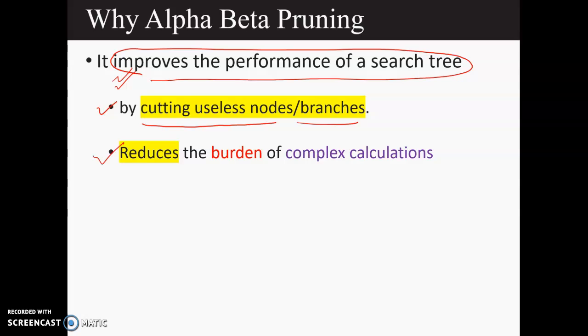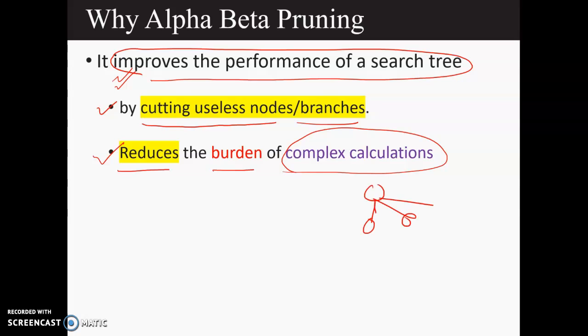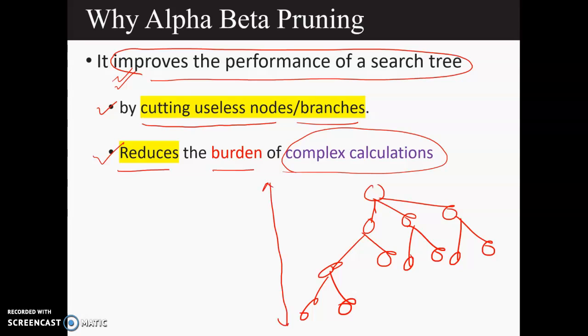Another advantage I have written here is that it reduces the burden of complex calculation. Suppose you have a tree, and it has several levels, that is, the depth of the tree is very high. Then you need to perform complex calculations to determine the value. By pruning the branches, if you are cutting suppose this branch or let's say this branch, you are reducing the burden of complex calculation. So this is another benefit of applying alpha beta pruning.